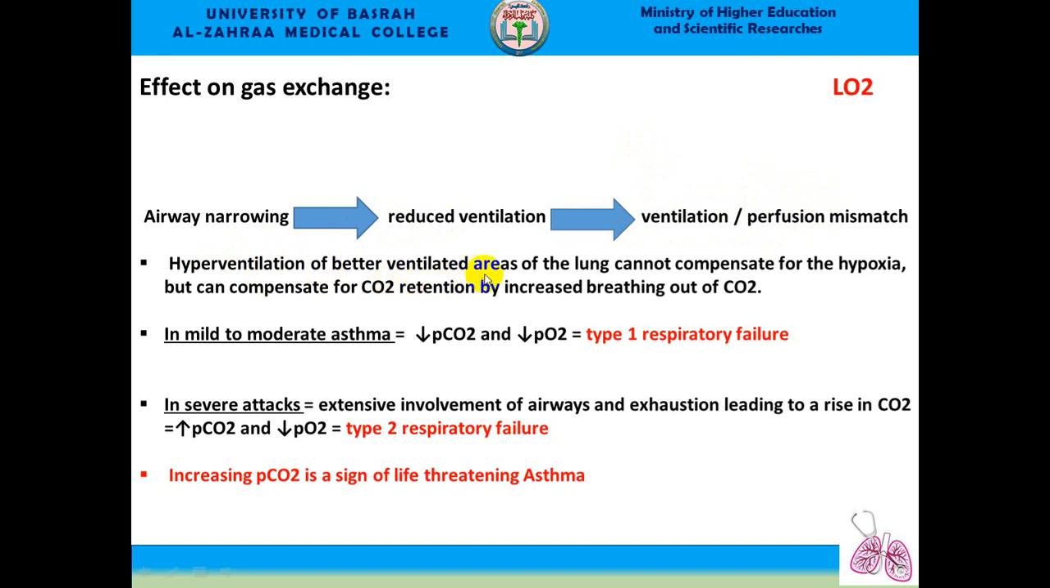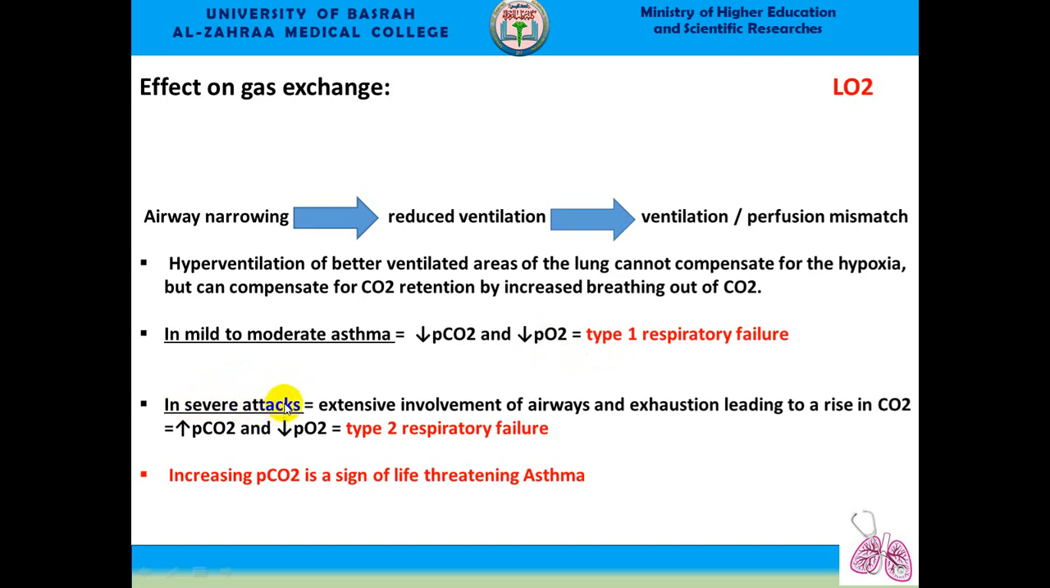Hyperventilation of the better ventilated areas that are not affected in people with asthma cannot compensate for the hypoxia and the low oxygen, but can compensate for CO2 retention by increased breathing out of CO2. As a result of that, we expect that in mild to moderate asthma, there is low PCO2 and low PO2, and this is characteristic of type 1 respiratory failure.